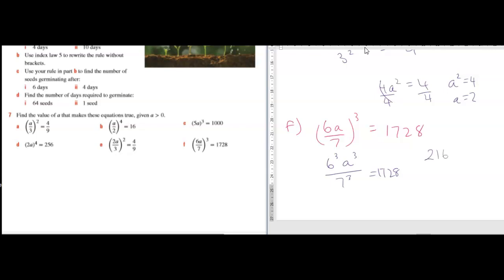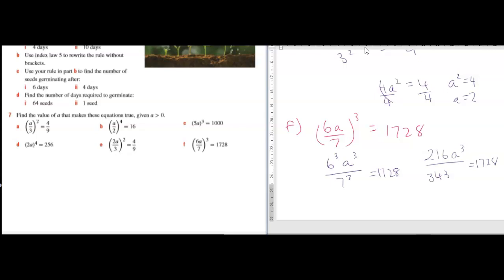216a cubed, and then 7 cubed. I think we did that before, didn't we? Maybe 343 equals 1,728. So you can see if you can simplify this. I would just get rid of that 343. Oh gosh, yeah, you can only use a calculator for this, unless you rewrote 1,728 in index form.